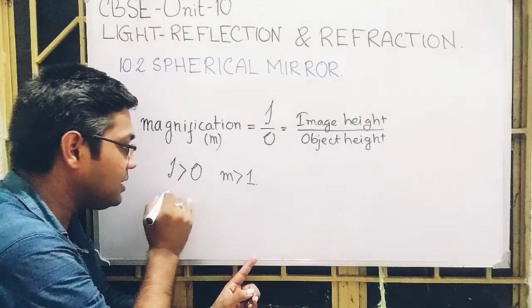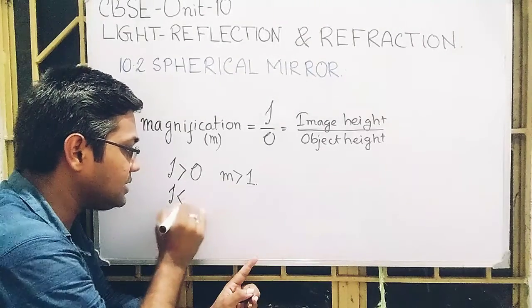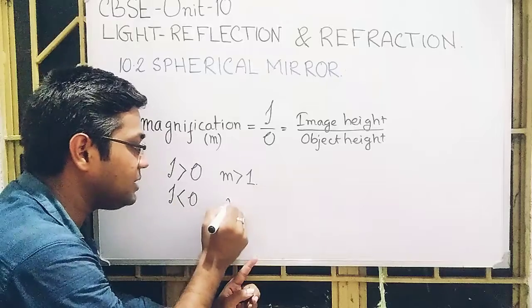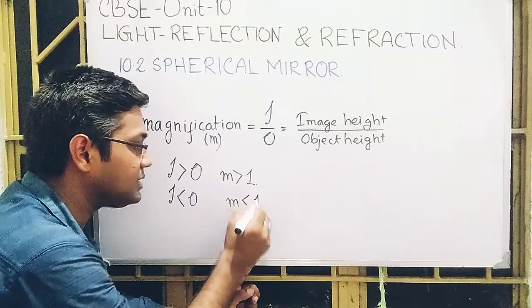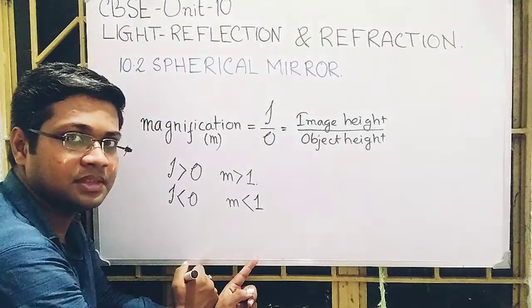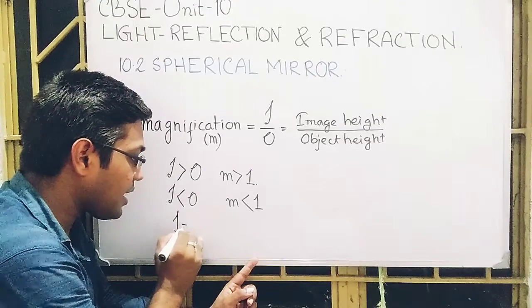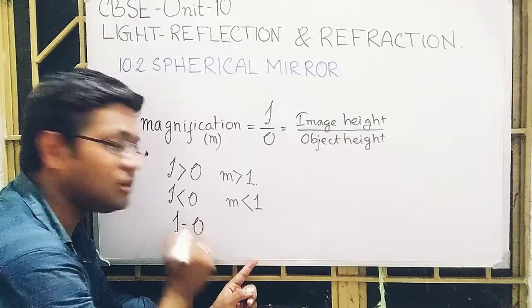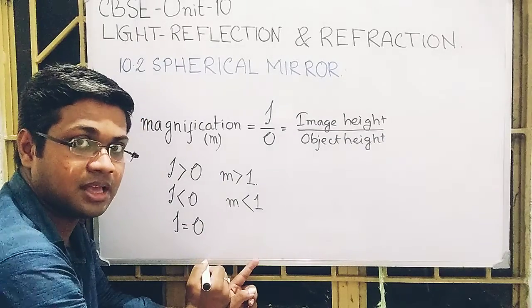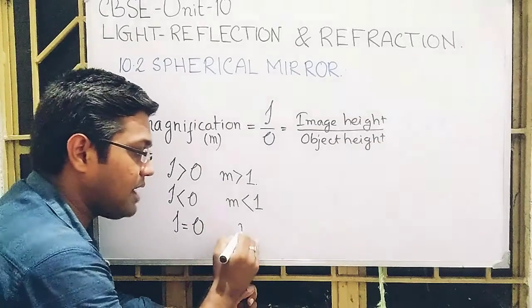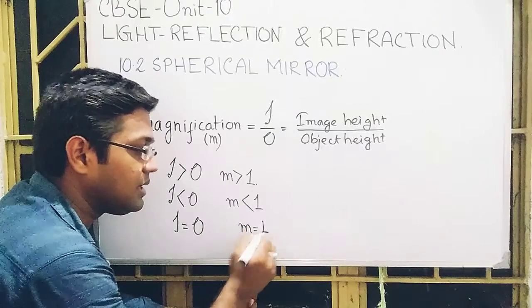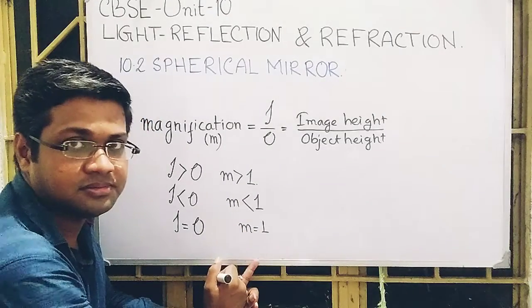Okay, if the size of the image is less than that of the object, then the magnification is less than 1. Maybe sometimes the image size is the same as that of the object. At that time we can say the magnification is equal to 1.